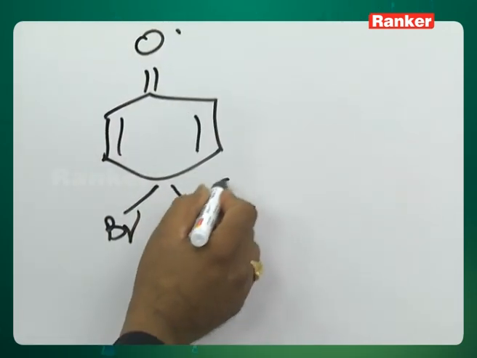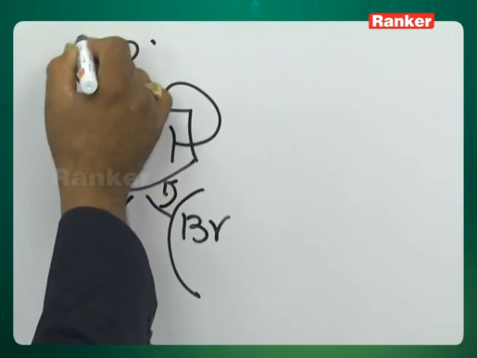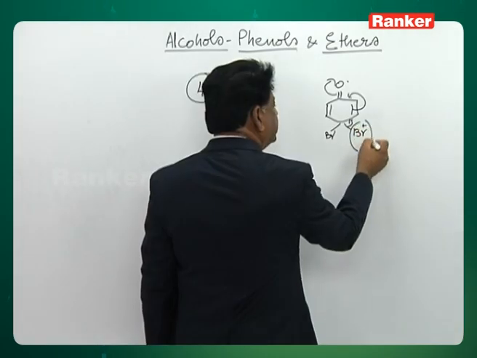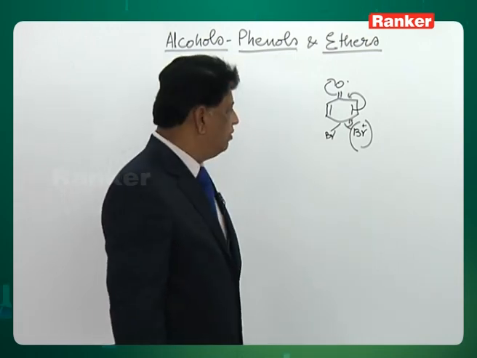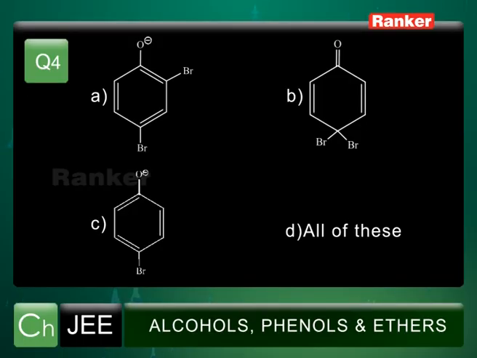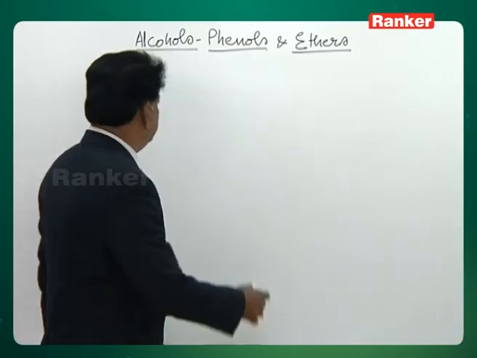Here, what is happening is that Br plus is released and it goes to attack the next compound; a bromonium ion attacks in the other reaction. So, therefore, A, B and C are all right. So, the answer D is the right answer. Answer D is the right answer. So, let's go for question number 5.